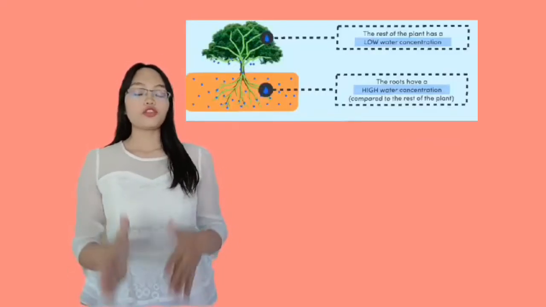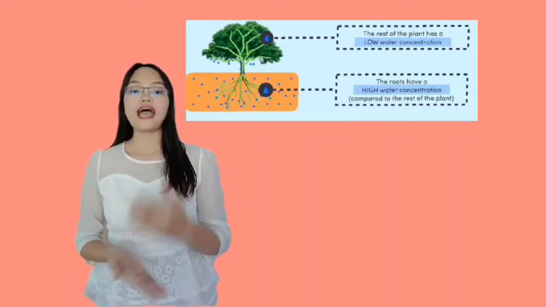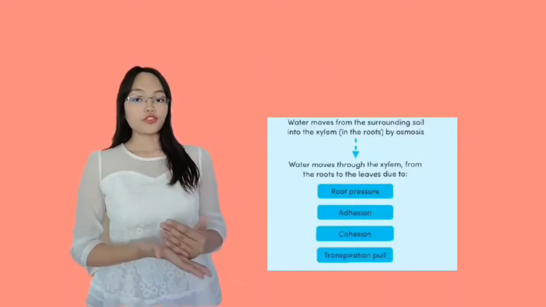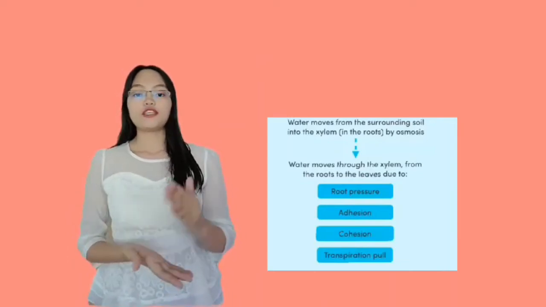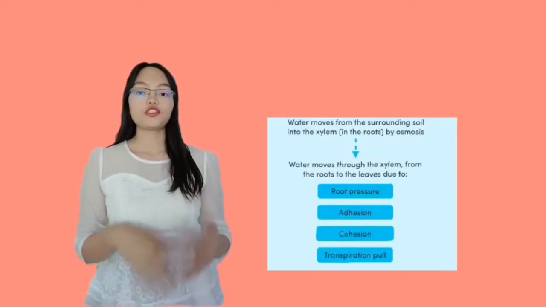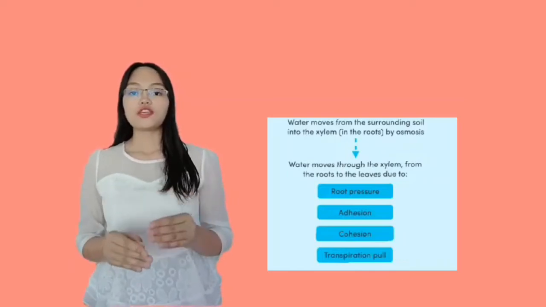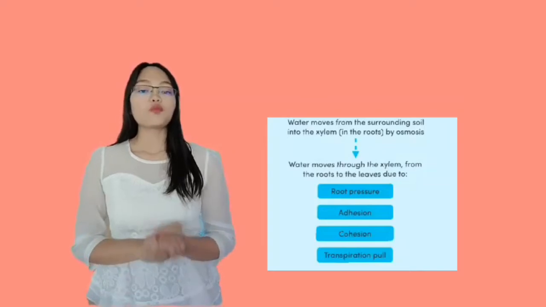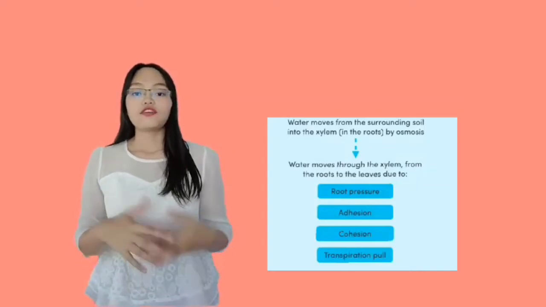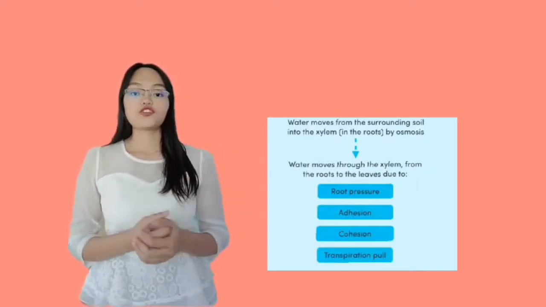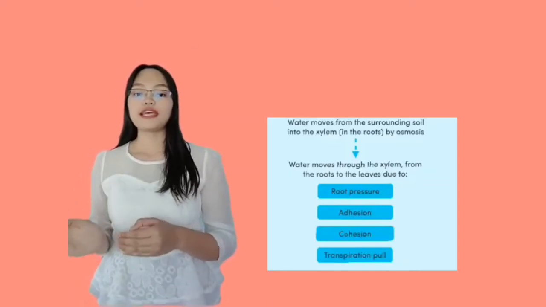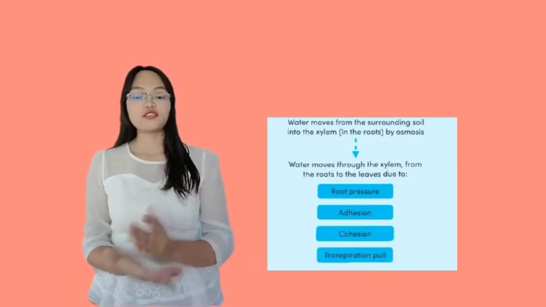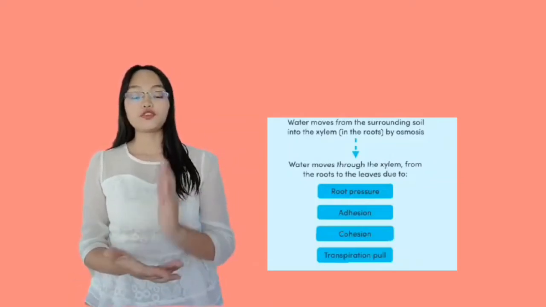The roots have a low water concentration and the soil has a high water concentration. So the water moves across into the roots, and then the water will passively diffuse from an area of high water concentration, which is in the roots, towards an area of low concentration, which is in the leaves. So, once the water is inside the plant, the four main mechanisms responsible for transporting it from the xylem in the roots towards the leaves are the root pressure, the adhesion, cohesion, and the transpiration pull.